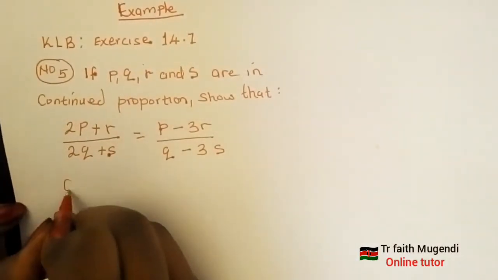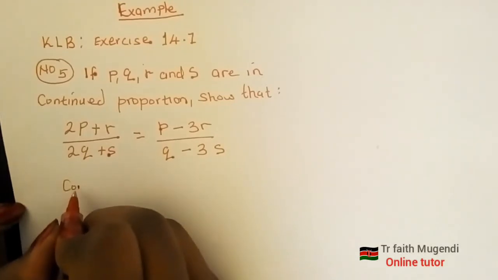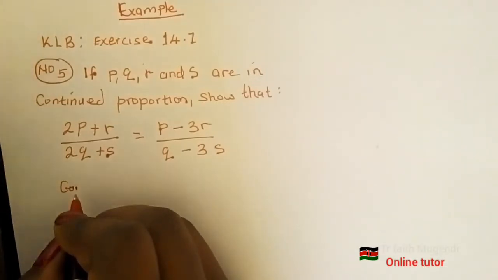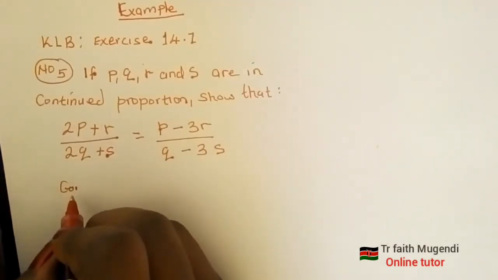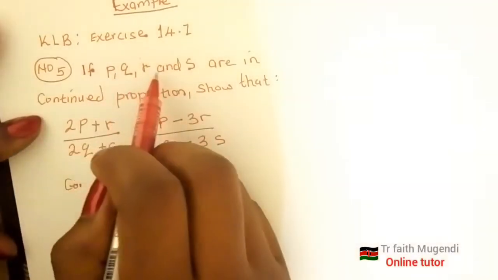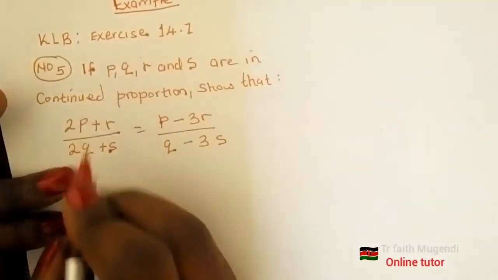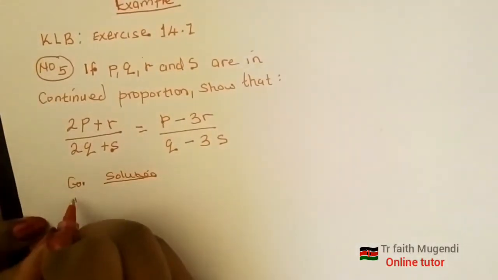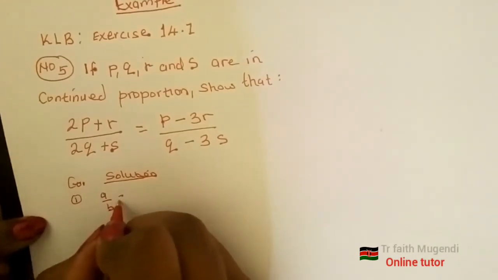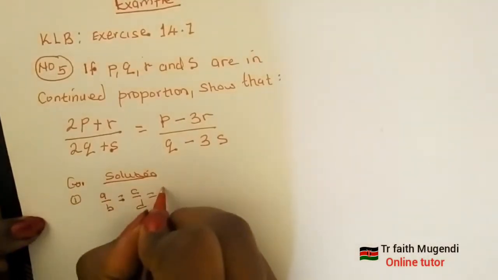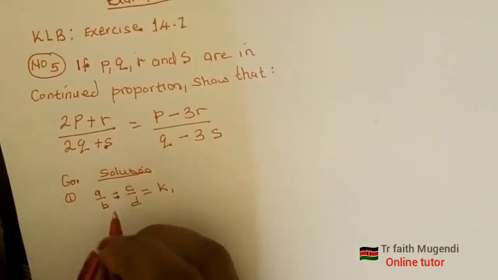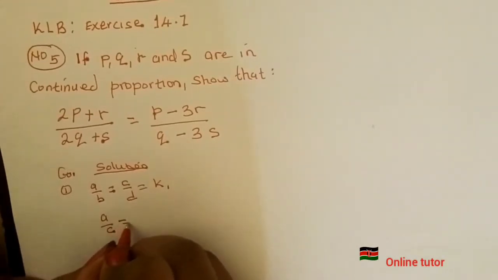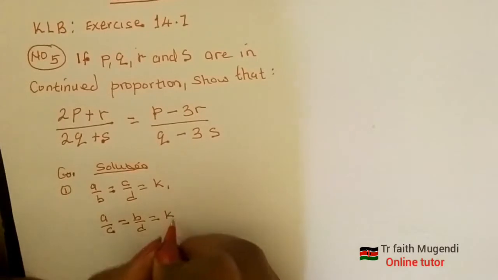How do we go about this? We have been told that it is in continued proportion, but it doesn't matter whether it is in continued proportion or compound proportion. The idea here is that these P, Q, R, and S are in proportion. If they are in proportion, then there are only two guiding principles. Principle number 1 is that A over B is equal to C over D, which is equal to a constant 1, and A over C is equal to B over D, which is equal to constant 2.